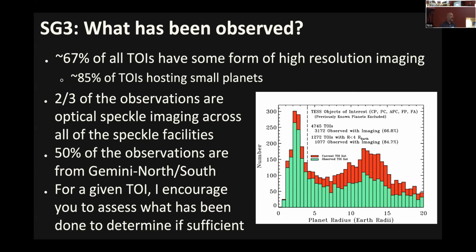But again, for any given TOI, I really encourage you to assess what really has been done to determine if it was sufficient. And if it hasn't been sufficient, to let us know, and we can make sure that your object gets observed in the right way.